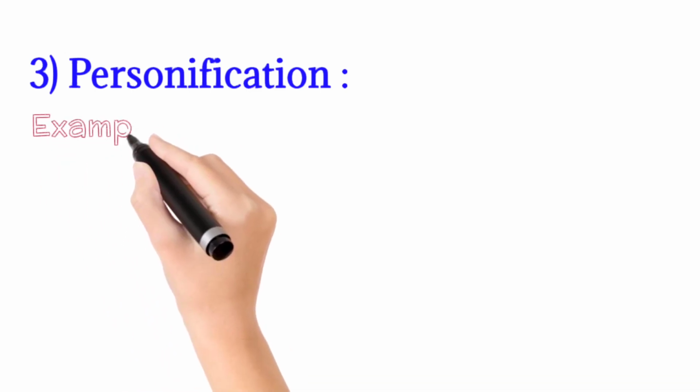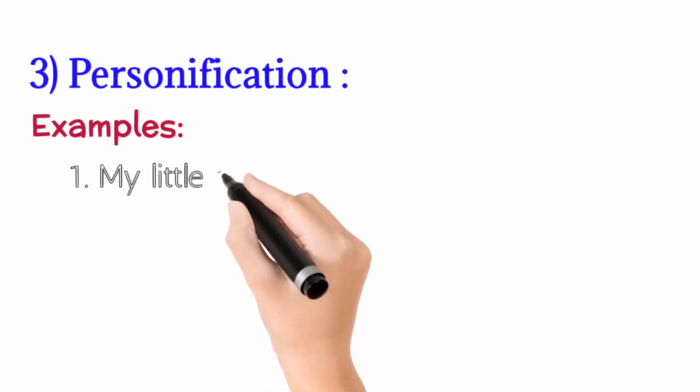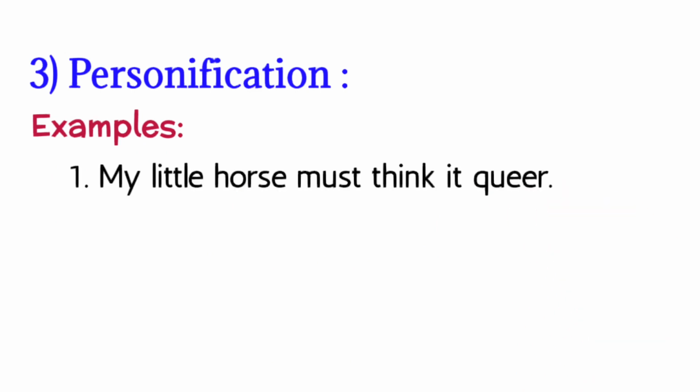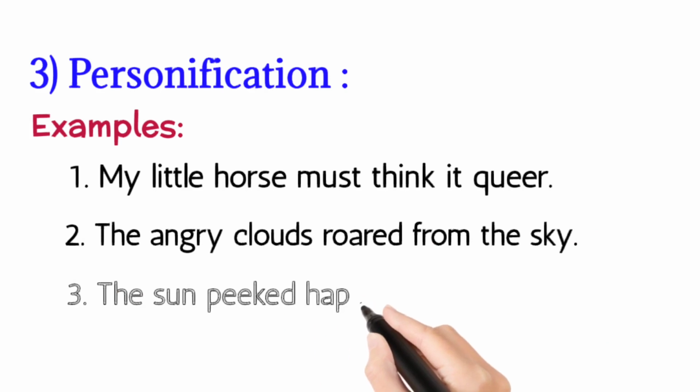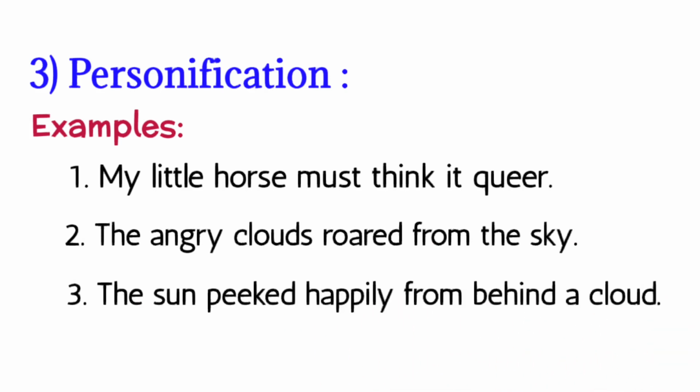Let's see some examples. My little horse must think it queer. The angry clouds roared from the sky. The sun peeked happily from behind a cloud. Here, in the first example, the horse has been given the human quality of thinking like a man. In the second example, the clouds have been given the human quality of being angry. In the third example, the sun has been given the quality of peeking like a person.